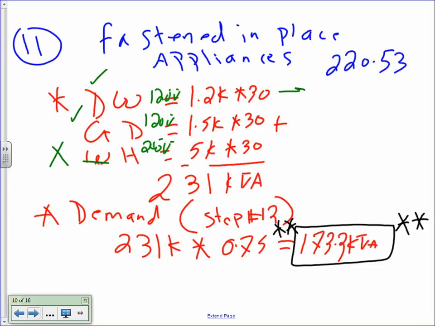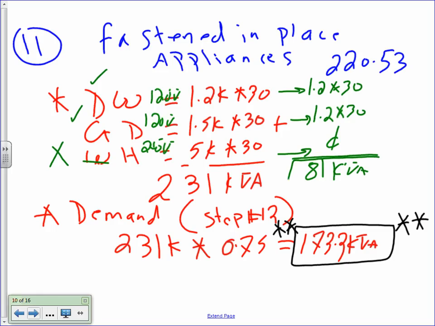So here's what I'm going to do. Then I'm going to take 1.25 times 30. Same thing, 1.25 times 30. This will be 0. And add them up. Can you guys see that? Same calculation. Anybody come up with 81 kVA? Cool. Anybody know why we put 0 for the third one? Because they're 240. They don't contribute to the neutral.